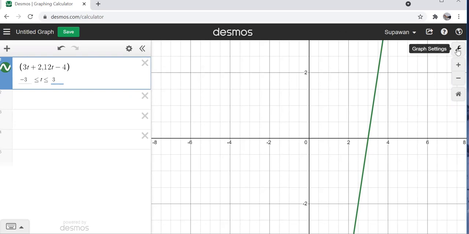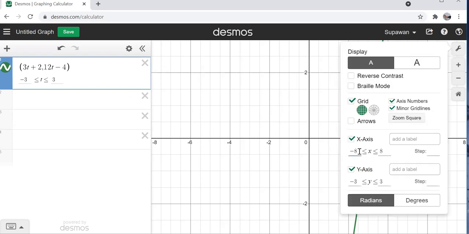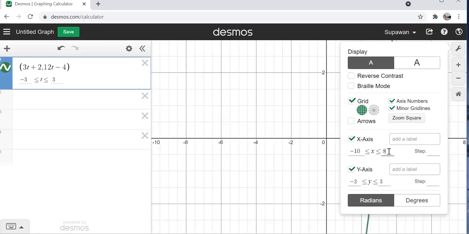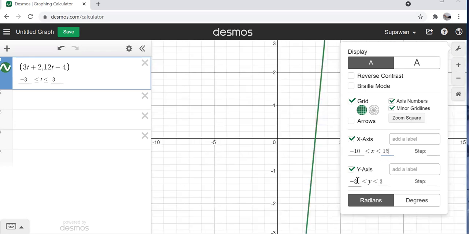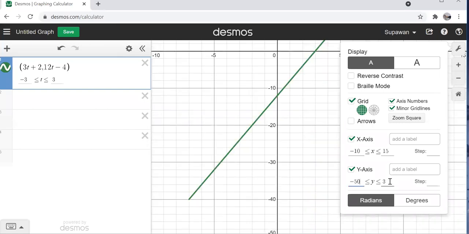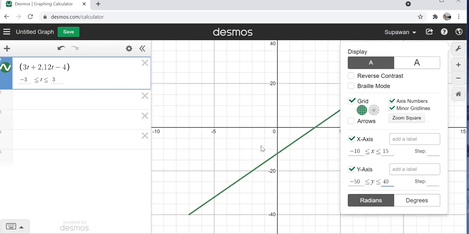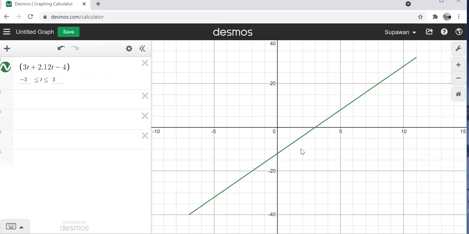Let's set up the window to fit the graph. From the table, we know that the minimum x is negative 7. I'm going to put negative 10 to fit the whole thing. The x max is 11, so put in 15, just to make sure it covers. The y minimum is negative 40, so I'm going to put negative 50. The y max is 32, so I put 40. Now we can see the entire segment of the line for this parametric curve.